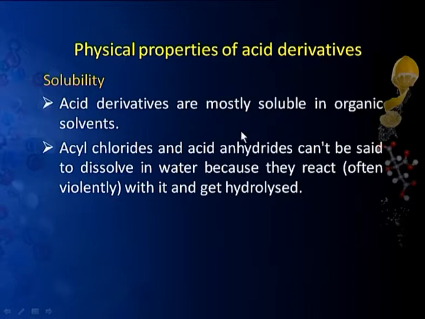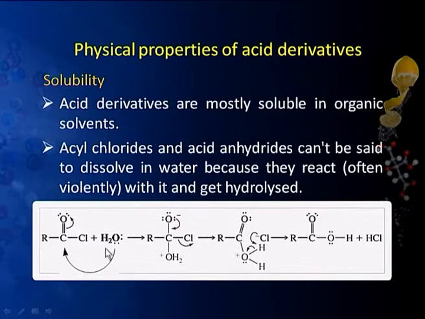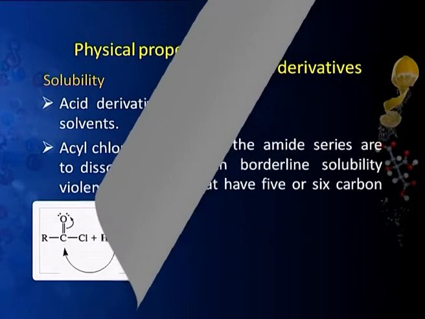The acid chlorides and acid anhydrides can't be said to dissolve in water because they react, sometimes very violently, with water and they get hydrolyzed. The hydrolysis reaction is like this. This is any acid chloride. This water attacks the carbon and replaces the halogen. We will talk about this reaction in detail a little later. The Cl is replaced by the OH part of the water, and then one H and one Cl go as HCl. So, acid chlorides and acid anhydrides cannot be dissolved in water because they get hydrolyzed. Some may hydrolyze at a very fast rate, some at a slow rate.